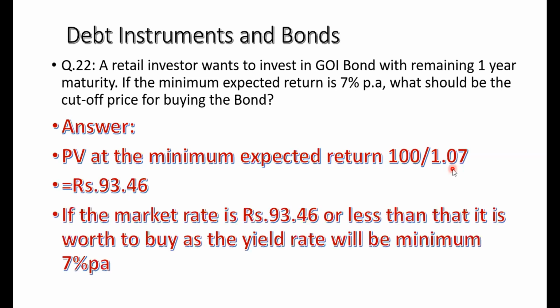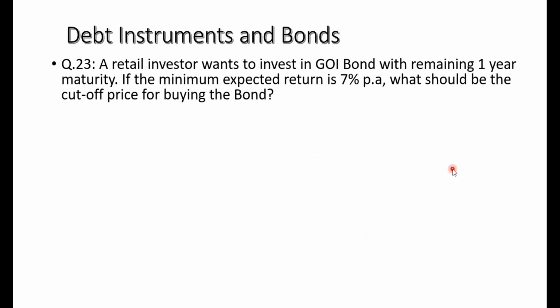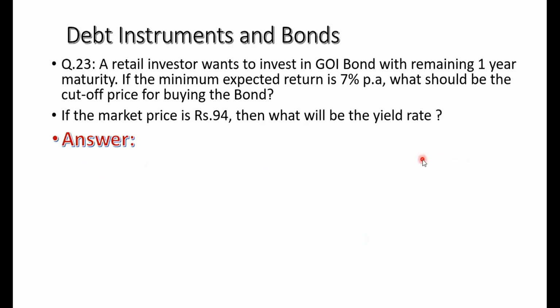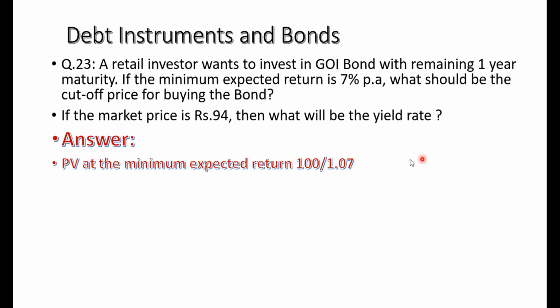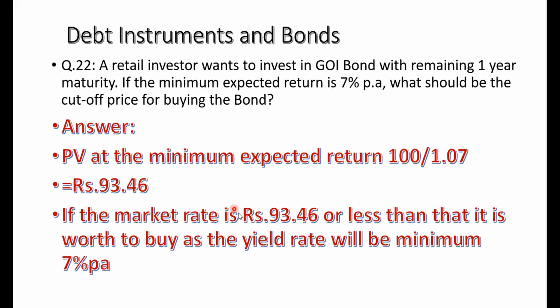Now you see variety, I am giving variety. Now 23. A retail investor wants to know the cutoff price. I think it is again repeated. Okay, next question: if the market price is 94, then what will be the yield rate? Now I am putting it in a different way. Earlier, 7% meant what was the investment? 93.46. If you invest, you'll get 100 and the rate of return will be 7%, just divided by 1.07, 1 plus R.